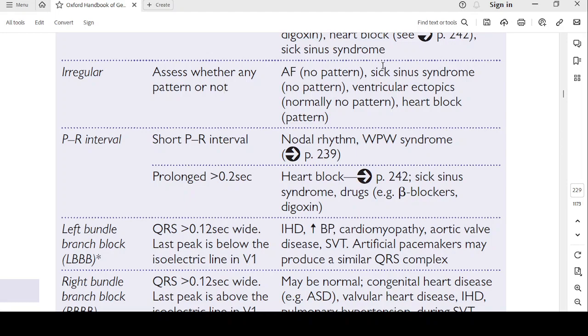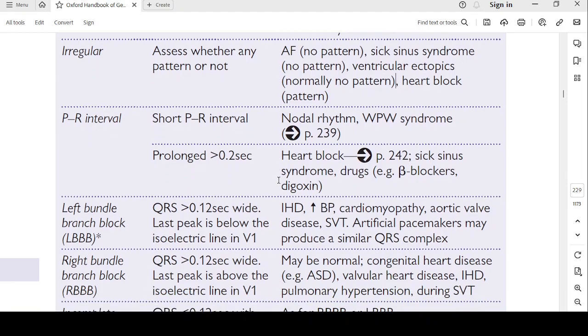Sick sinus syndrome also has no pattern. Ventricular ectopics normally no pattern, and a heart block has a pattern. So if it is a heart block, second degree heart block is conducting few beats and not others, then you will have a regularly irregular pulse. Rest of the three, sick sinus, ventricular ectopics, and atrial fibrillation will be irregularly irregular.